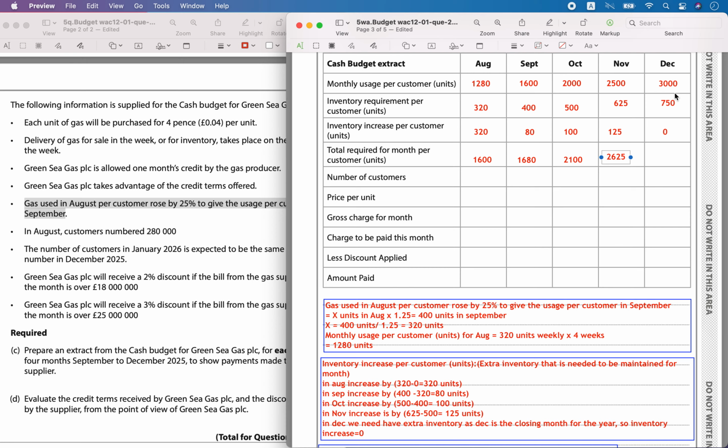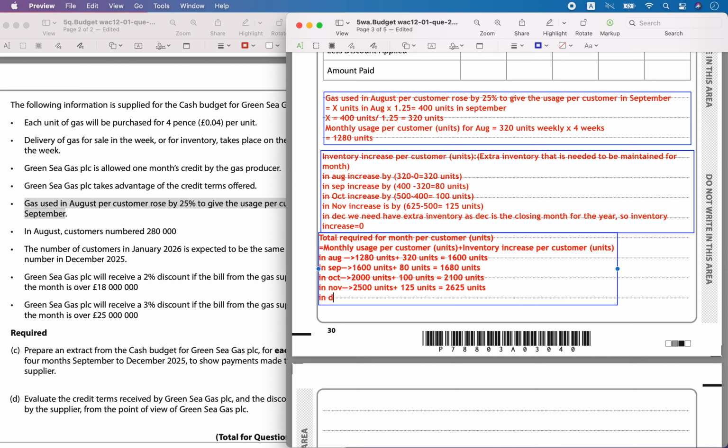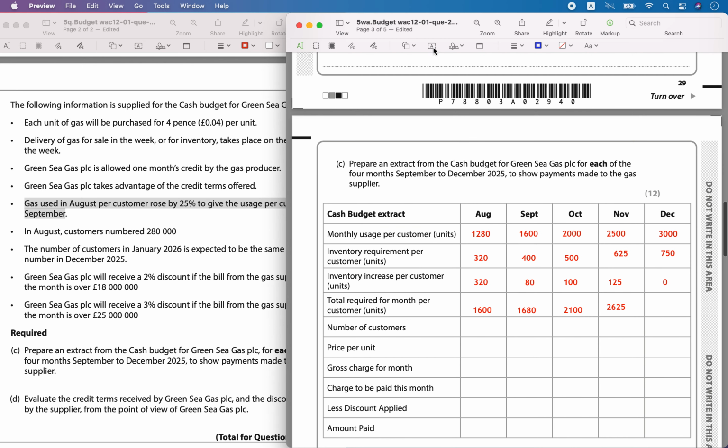And for the month of December, you have 3000 units consumption. That is exactly the same amount you need to purchase, because you need not have that extra inventory. Okay, because books will be closed for the year, the entire year. So you will be left with only 3000 units that needs to be purchased. That's the requirement for the month.